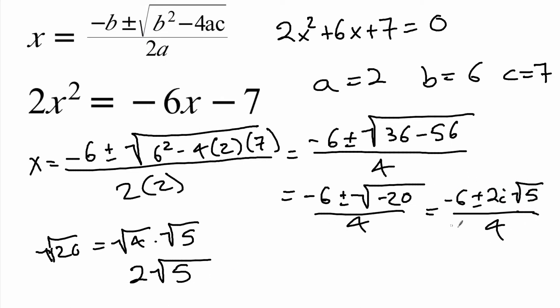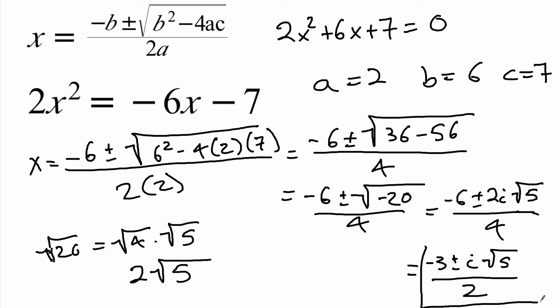Okay, and now we can simplify even further. Negative 6 and 2 and 4, they all share a 2 in common, so let's divide a 2 out from each of those terms, and we have the simplified solution. Doesn't look very simple, but that is the solution to this equation. It has an imaginary number in it.